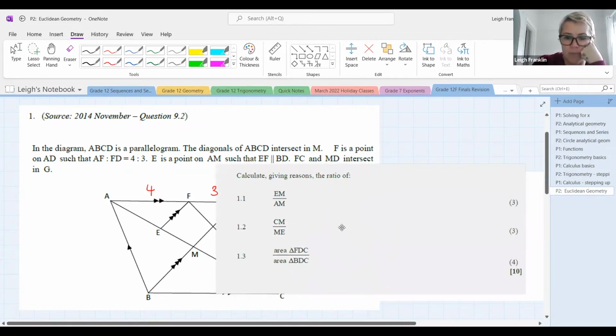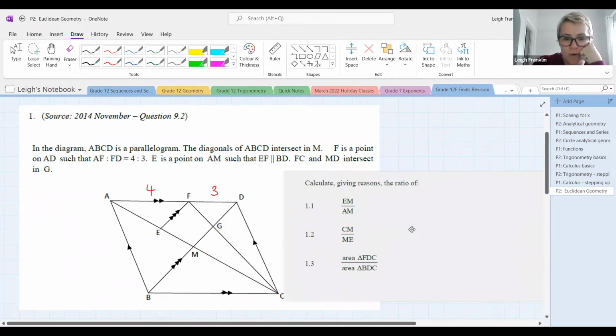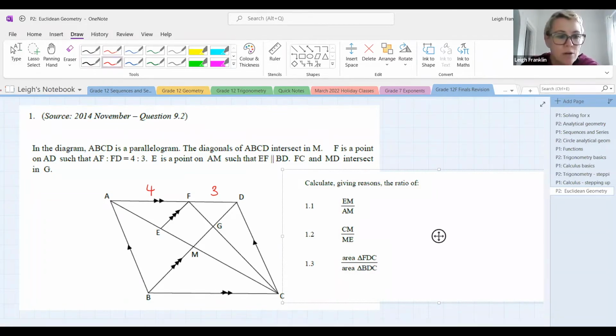There we can see the marks. This first one is out of 3. EM over AM. Of course, the first thing we're going to do is go to the diagram and look at EM and at AM. When we look at EM, we see that it's here. And when we look at AM, we can see that it's there.